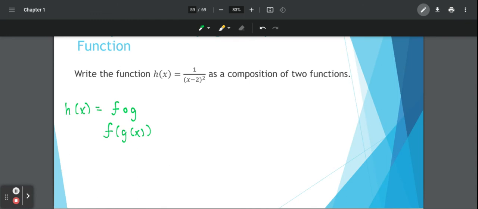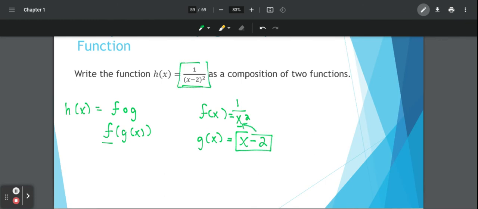So its parent function in this case is 1 over x squared. So what we do is we let the parent function be the outside function, so the f of x. And so if f of x is 1 over x squared, then what did you substitute in for this x to get this? And so we would know that we substituted in x minus 2. And so if you were to go backwards and do f of g of x, if we took this x minus 2 and substituted it in, we would get this h of x.